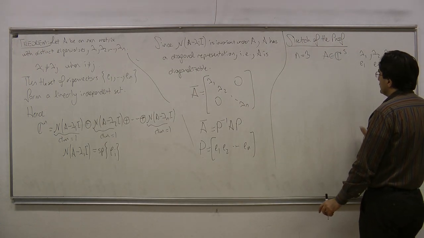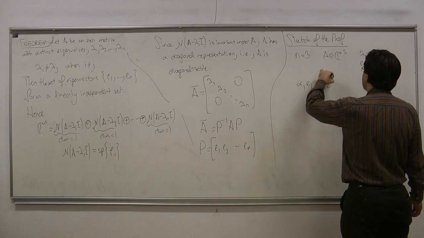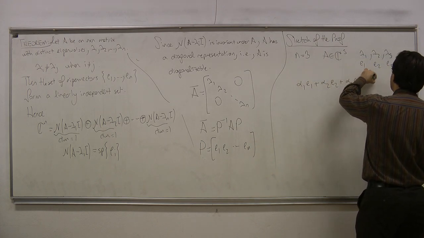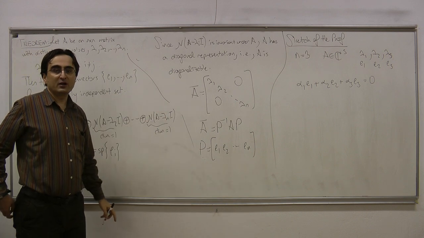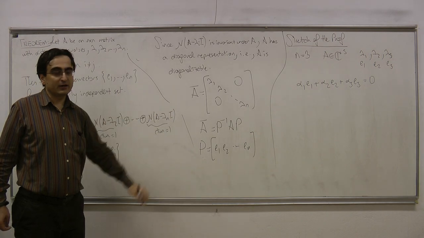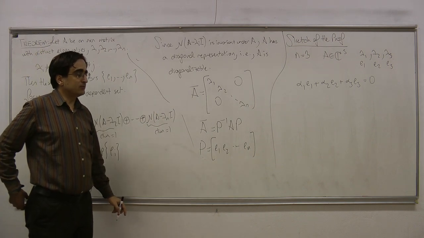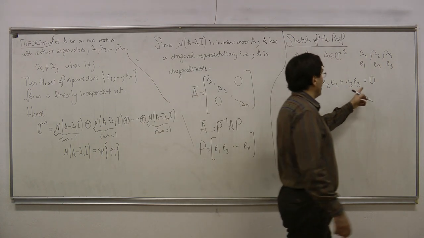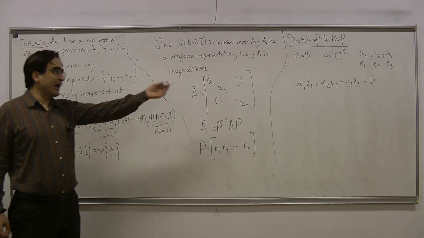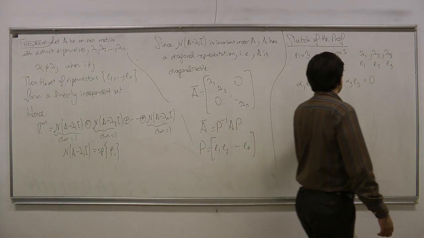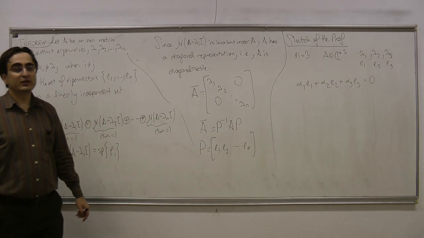Okay? So in order to prove linear independence, I will write this linear combination, alpha 1 E1 plus alpha 2 E2 plus alpha 3 E3, and I will equate the result to 0. If I can find alpha 1, alpha 2, alpha 3, at least one of them non-zero, then these three vectors would be linearly dependent. If I can prove, on the other hand, that all alphas, alpha 1, alpha 2, alpha 3, need to be equal to 0 if this equation is satisfied, then I can say that these three eigenvectors are linearly independent. So our aim here is to prove that alpha 1, alpha 2, and alpha 3 are all equal to 0, since we want to show that the set of eigenvectors are linearly independent.